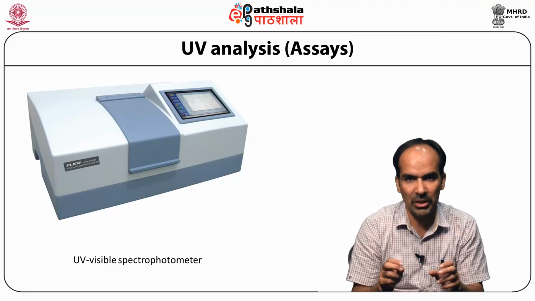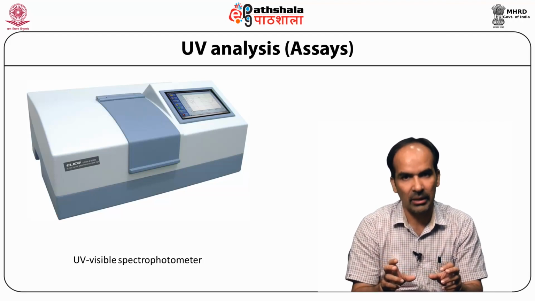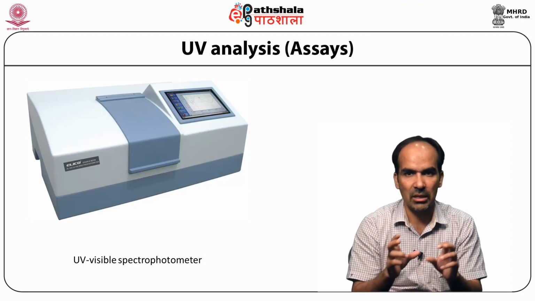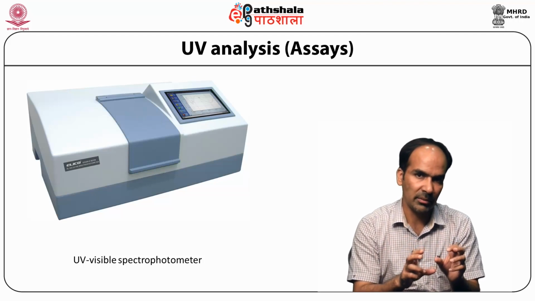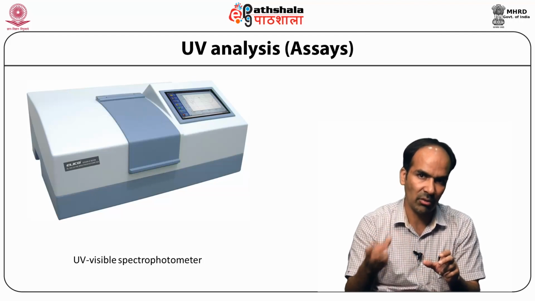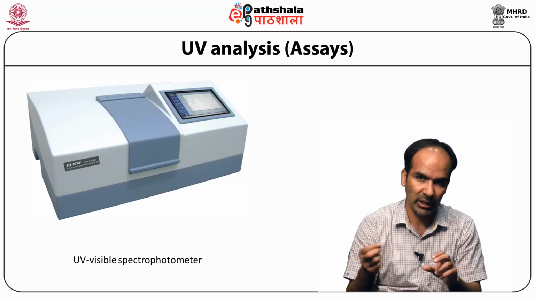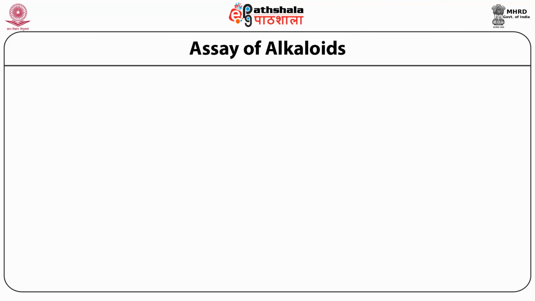All major pharmacopoeias, as I have told you earlier, use the UV absorption spectrum as the basis of several of those active pharmaceutical ingredients or natural products. Now let's go to the applications of this UV-visible evaluation for the analysis of alkaloids.